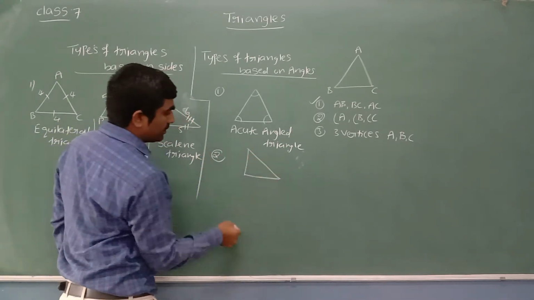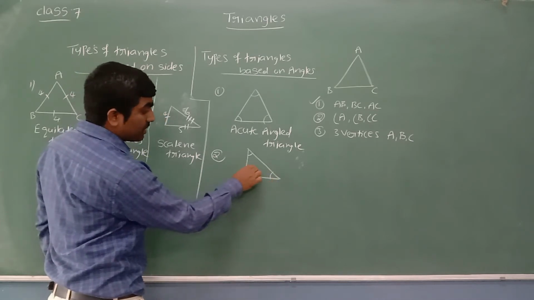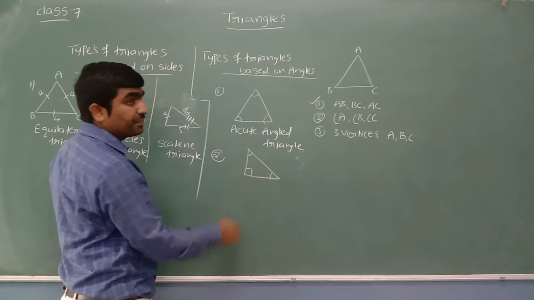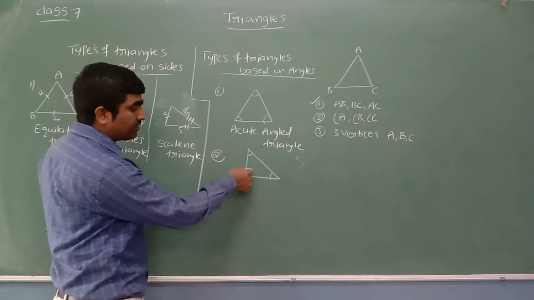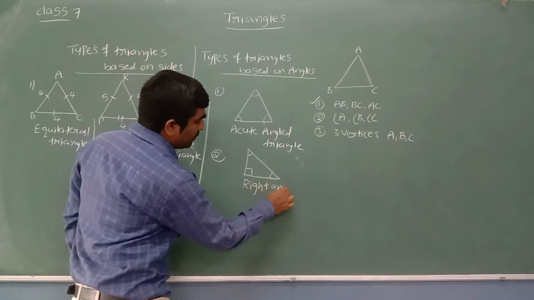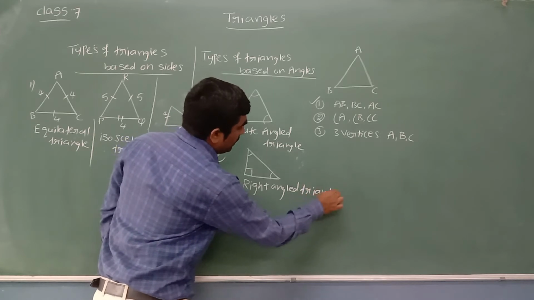Next one, let me draw one more triangle. What can you say here? Sir, this one is below 90, acute, and this also is below 90, acute. Sir, it looks like a right angle, one is horizontal, one is vertical. It is like an L shape. Sir, one of the angles is a right angle. It is called a right angled triangle.